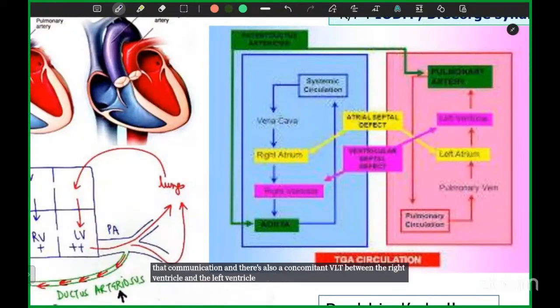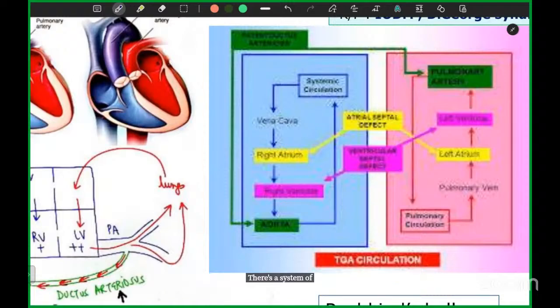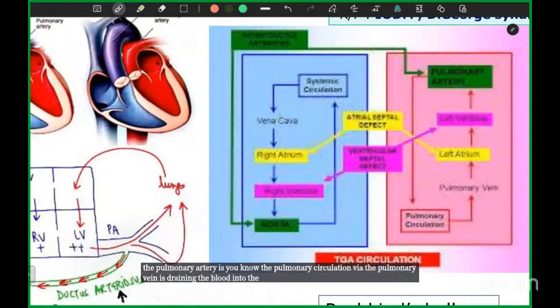This is what ensures that every chamber is receiving each other's blood basically, but outside the heart there is a system of parallel circuits. The pulmonary circulation via the pulmonary vein is draining the blood into the left atrium, moving to the left ventricle, and the left ventricle is again pumping it into the pulmonary artery instead of pumping it into the aorta.